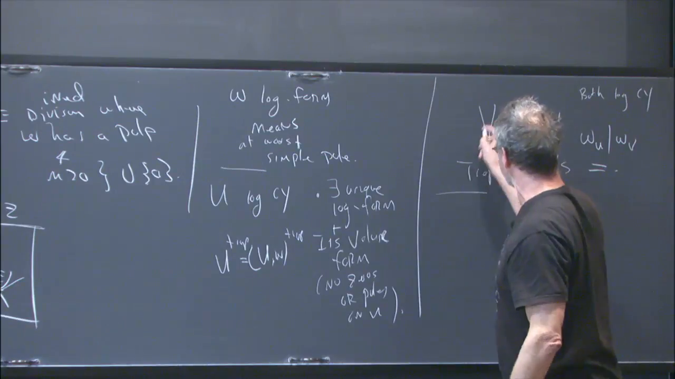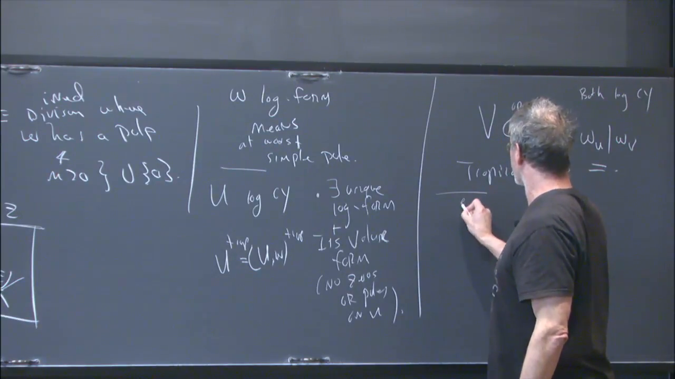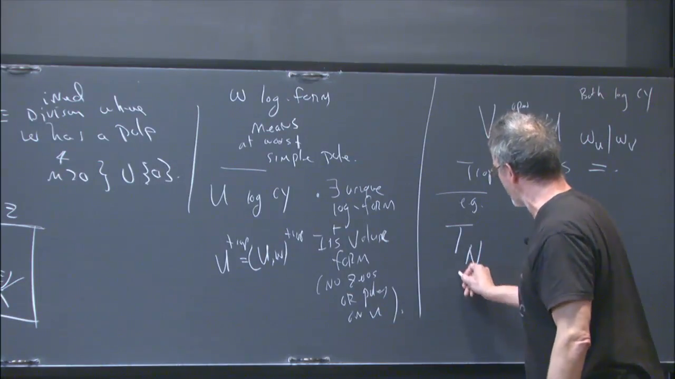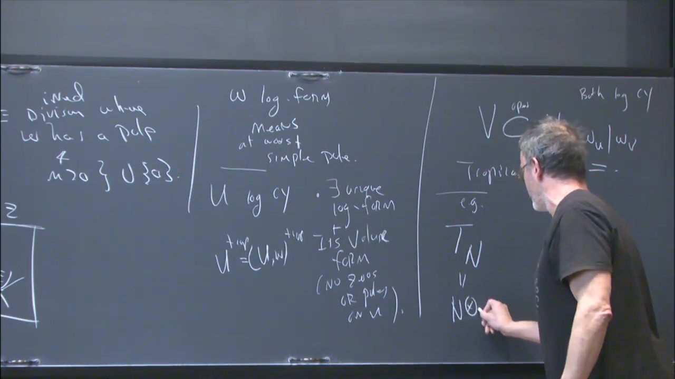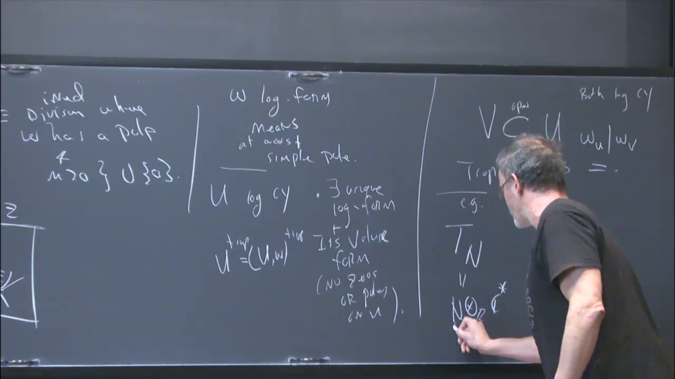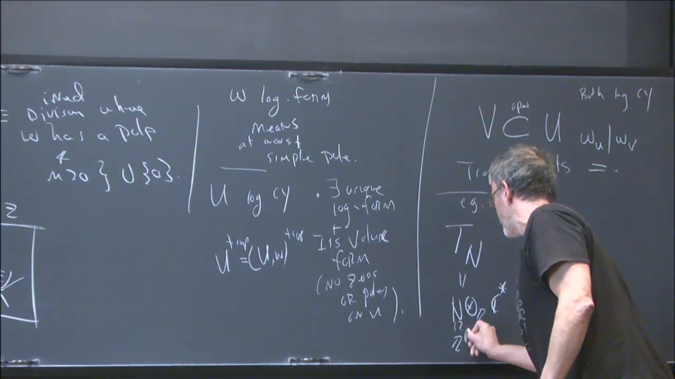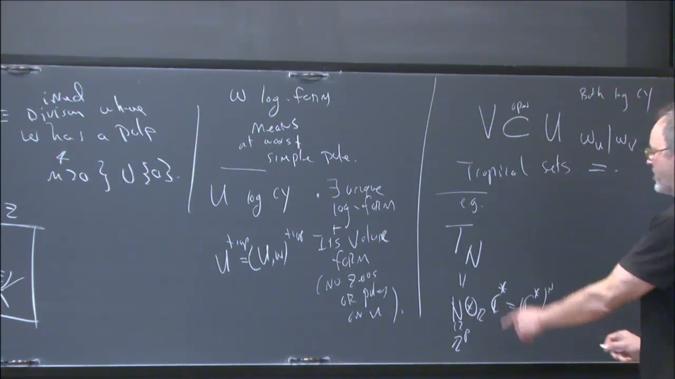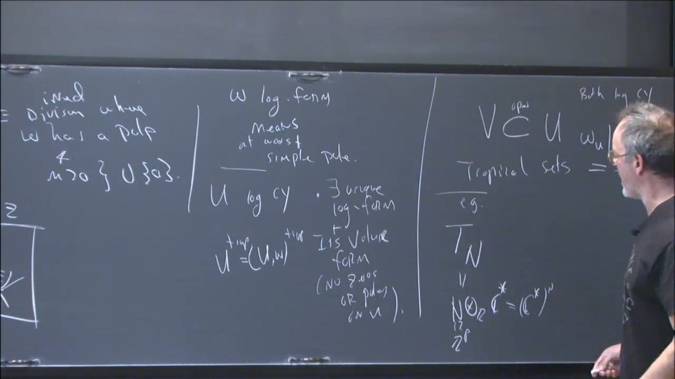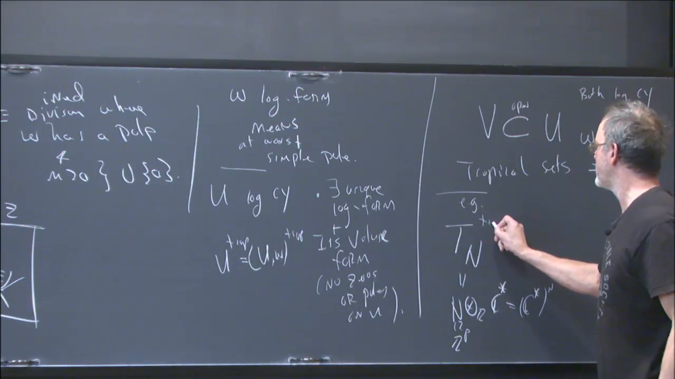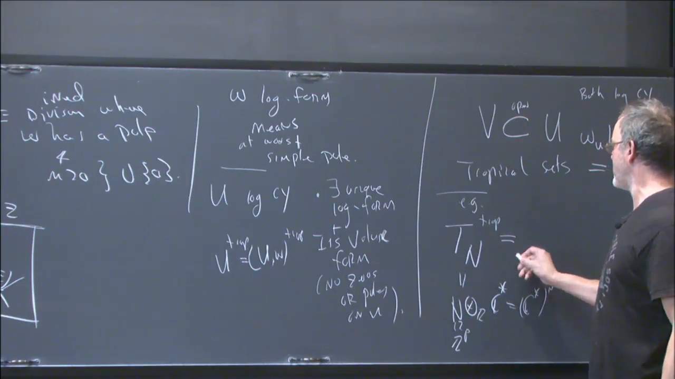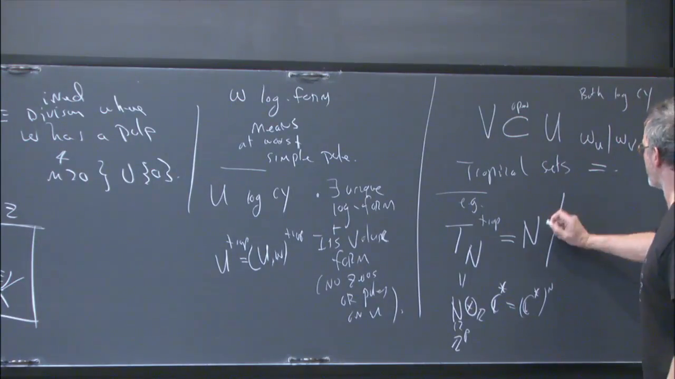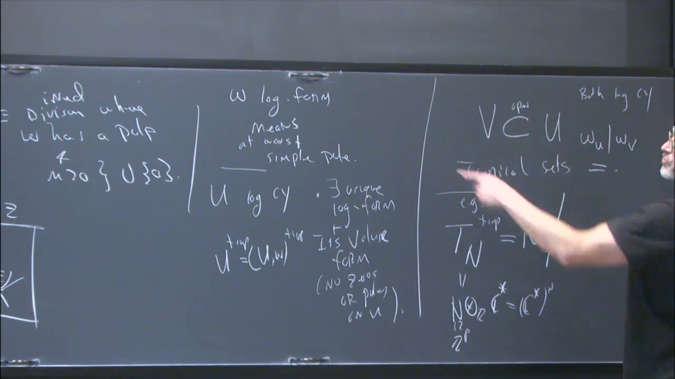And last time I indicated that if I took a torus, T_N, this notation meant N tensored with C star, where N is a free abelian group Z to the n, so this is C star to the n. The N are the cocharacters of this torus. T_N trop was just canonically equal to N. And there's also a real version for all of these. Here's an integer tropical set.